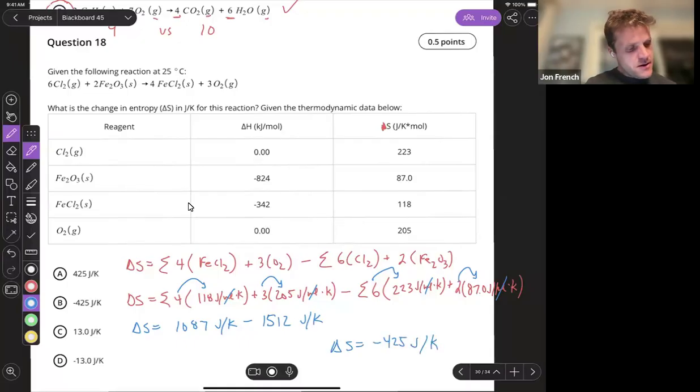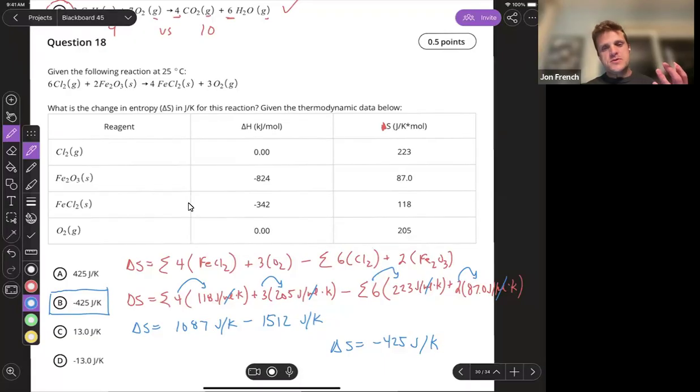Let me just try. Yeah, I get a minus 425 joules per Kelvin for my entropy.